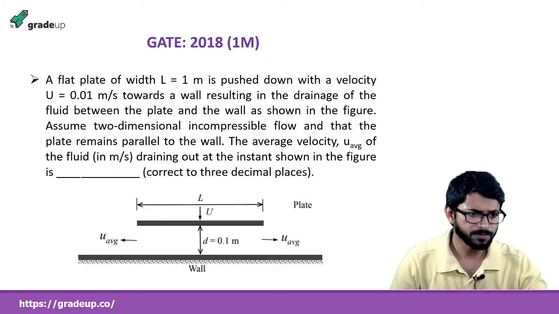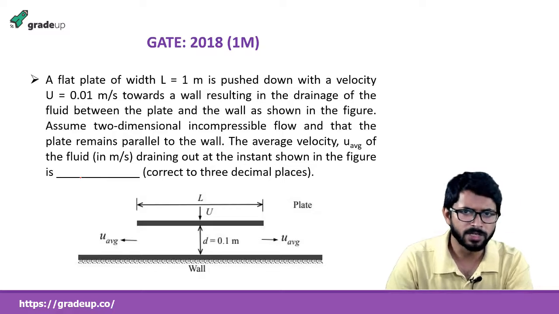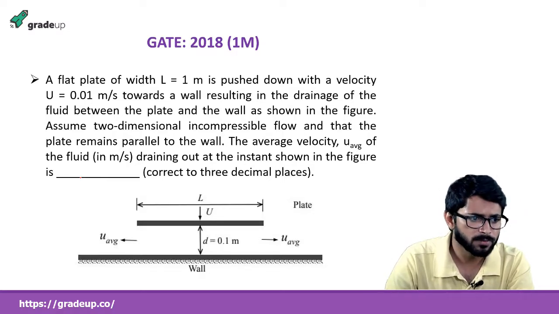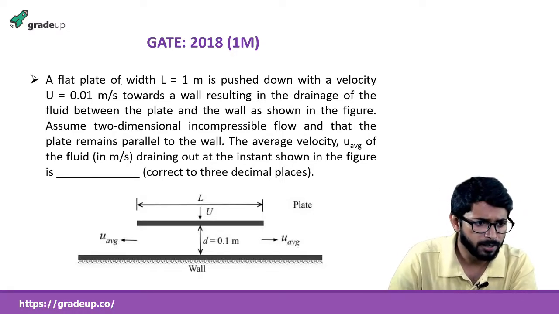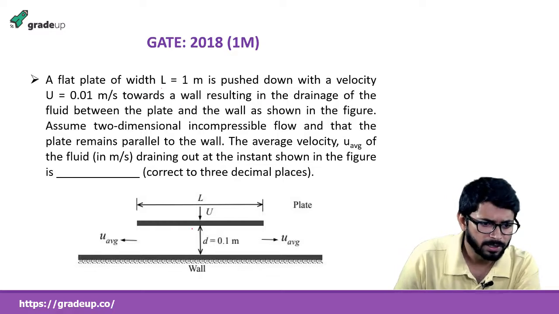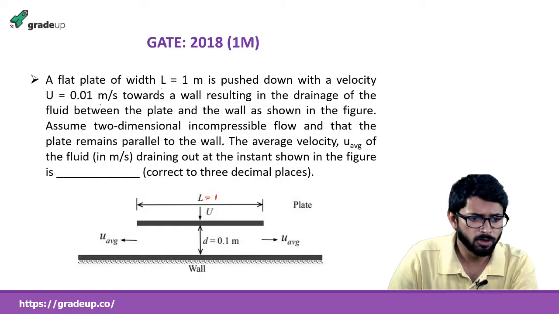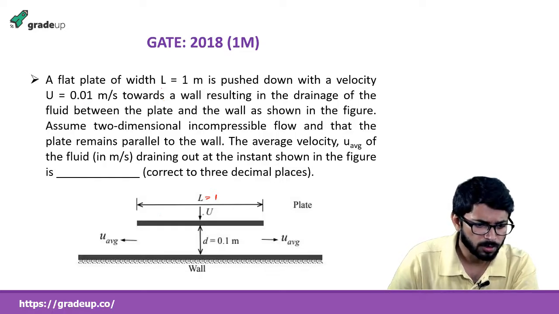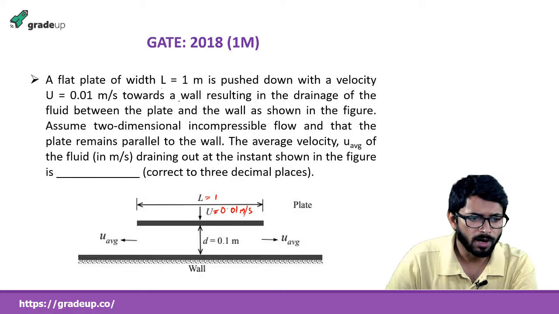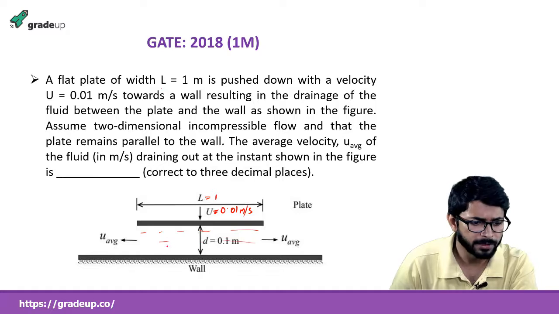So now moving on. In GATE 2018, a question is asked for 1 mark. It states: a flat plate of length 1 meter is pushed down with a velocity of 0.01 meter per second towards a wall, resulting in the drainage of fluid between the plate. Here the fluid is filled between the plate.